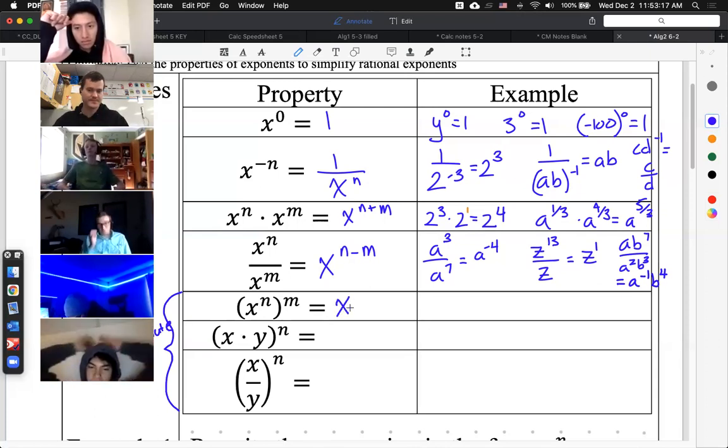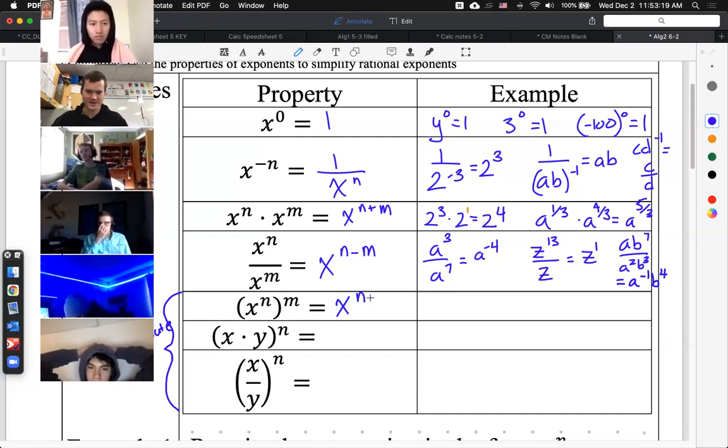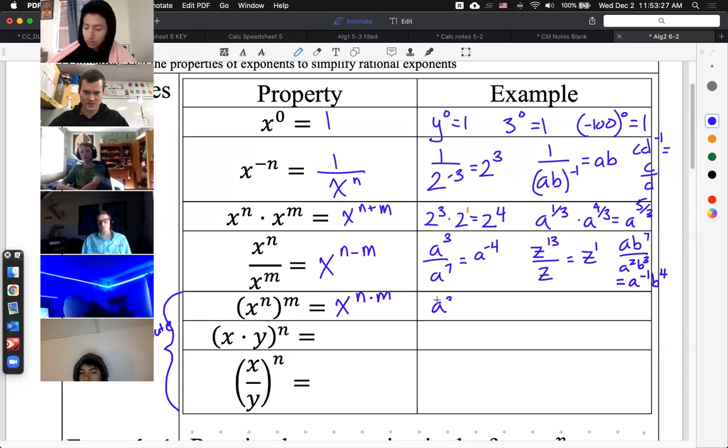Would it be n times m? It is indeed n times m. See, I knew you knew it. And give yourself a few examples. Let's say a to the power of 3, all to the power of 4, just multiply that, it's a to the power of 12. Let's do fractions. Fractions scare people. b to the power of 1/3, all of that to the power of 3. That would be equal to b to the power of 3 over 3, which is just b.